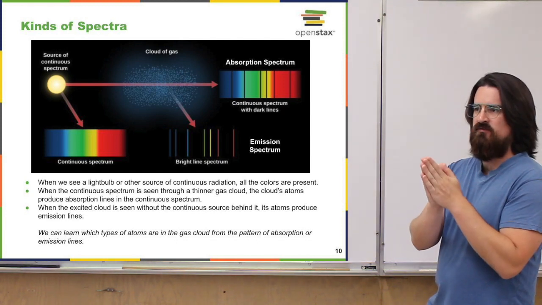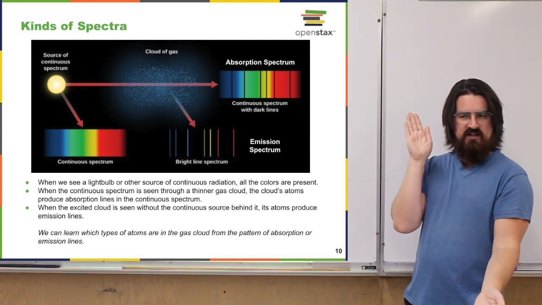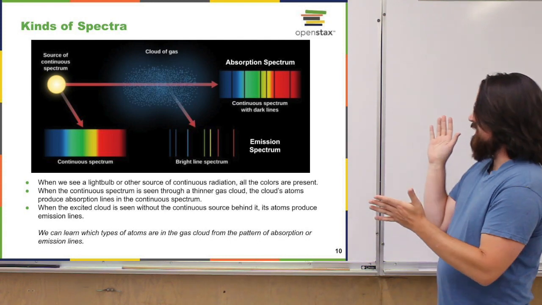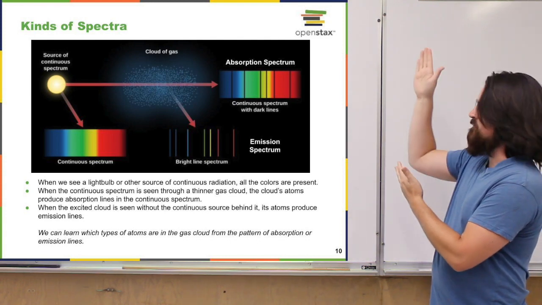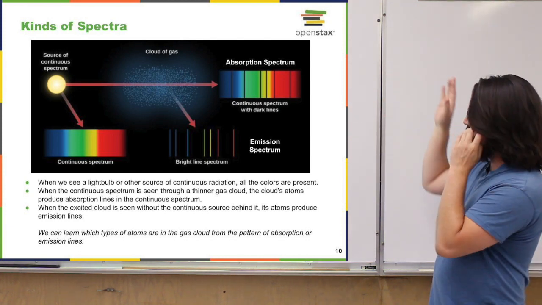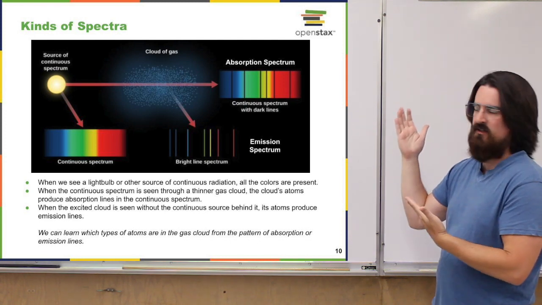Early on in spectroscopy being applied to astronomy, when we started spreading out the light from the sun, we would end up seeing these spectrums that have dark lines in them. So it's not this continuous spectrum from red to violet. There are these dark bands, where you just don't get light there.